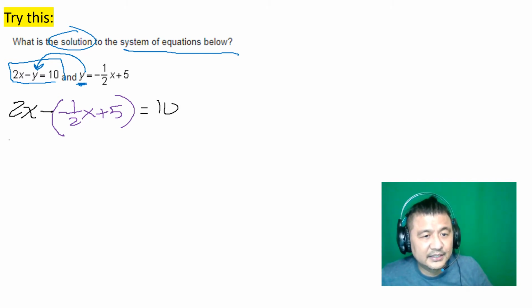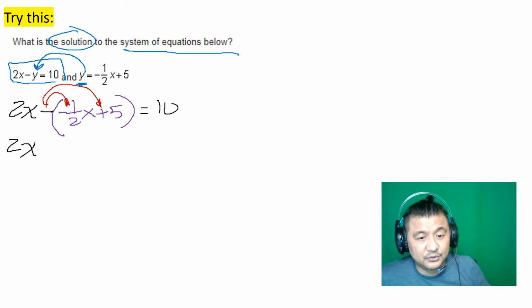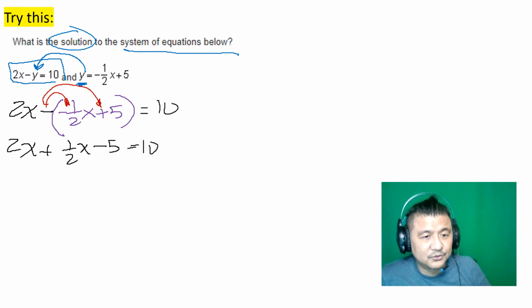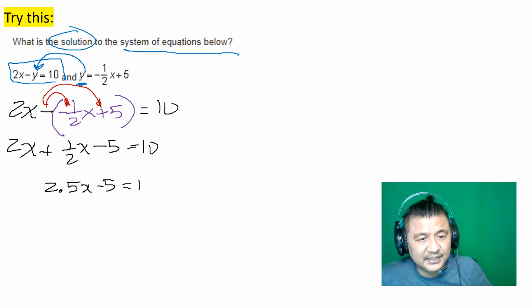But there's a negative outside the parentheses. Remember, if there's a negative outside the parentheses, it affects the inside. You do your distributive property. So, negative of a negative is a positive 1 half x. A negative of a positive is a negative 5 equals 10. You can combine 2 plus 1 half is 2.5x minus 5 equals 10.